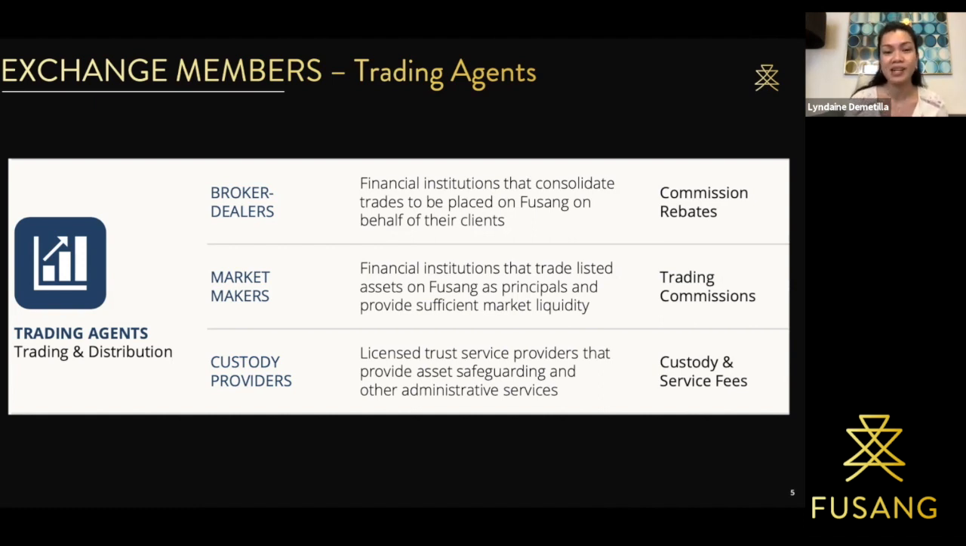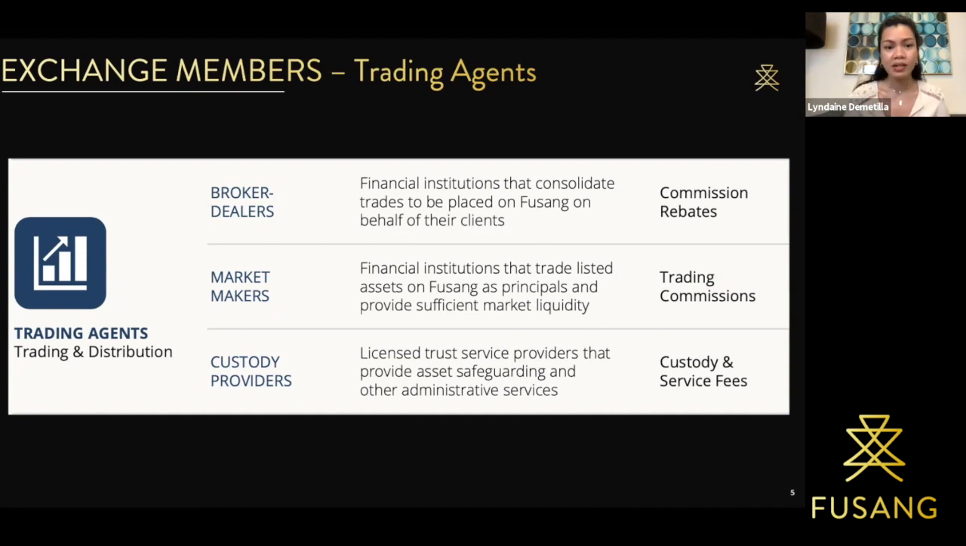Number one, business opportunities. Issuers interested in tokenization on Fusang but with no financial advisor to sponsor the transaction, Fusang can recommend our exchange members, which are listing sponsors, to issuers. Same applicable to law firms or CPA firms, which have cross-service referrals with Fusang.